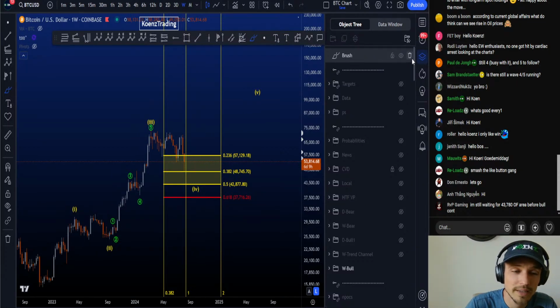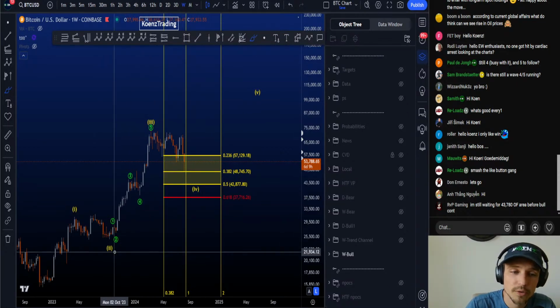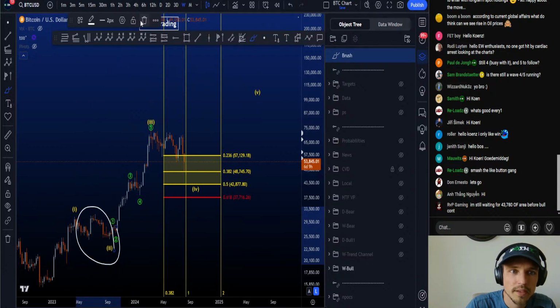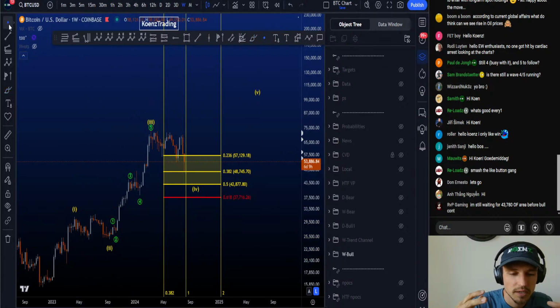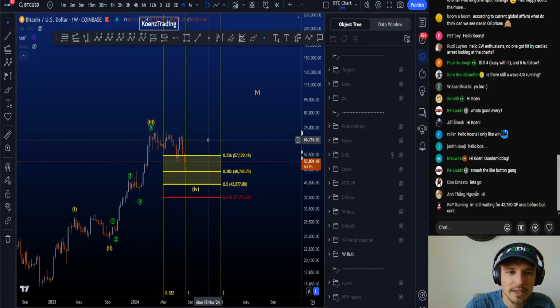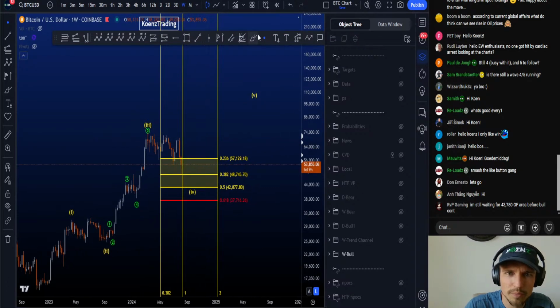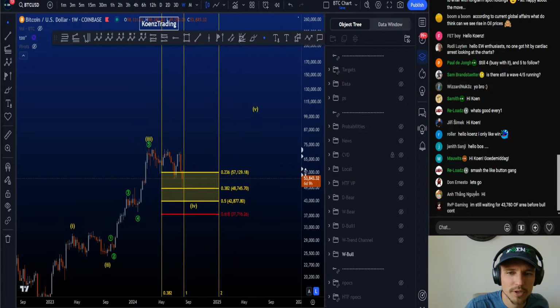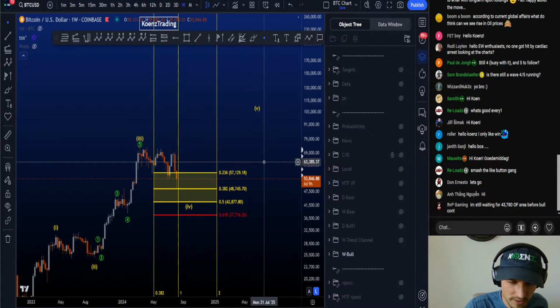But if you check the data, you will figure out that if wave 2 is by itself complex, not simple like a zigzag, wave 4 still has a 78% chance of also being complex. So it's just some interesting data I'm throwing around, but hopefully you learned something while watching this video.